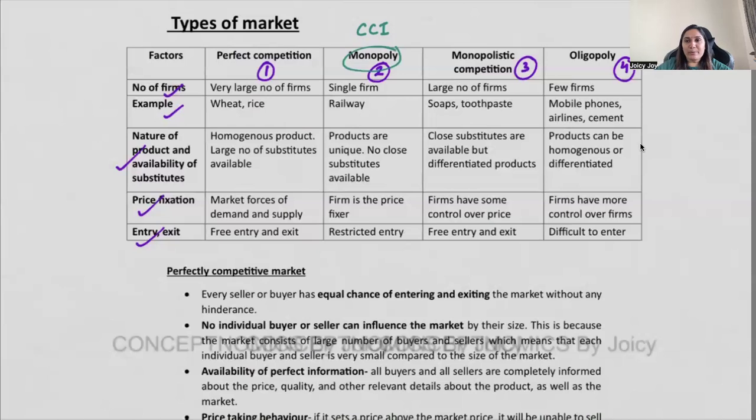Now, next is monopolistic. We can say that it's a combination of monopoly plus perfectly competitive market. That's why it's called a monopolistic competition or monopolistic market. I'll give you an example first to understand what is monopolistic, then we'll come to the features.